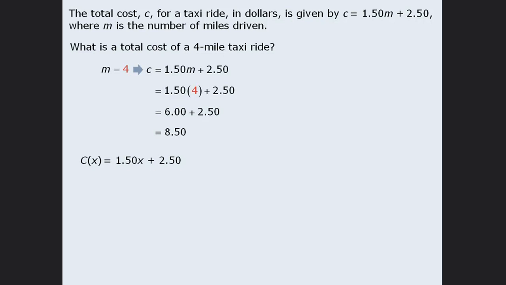If we want to find the cost of a 4-mile trip, then we want to find the value of c of 4. In other words, we want to find the value of the function c when x equals 4. To find the value of c of 4, we will replace x with 4 and evaluate this to get $8.50. So once again, we are simply using different notation to express the same idea.